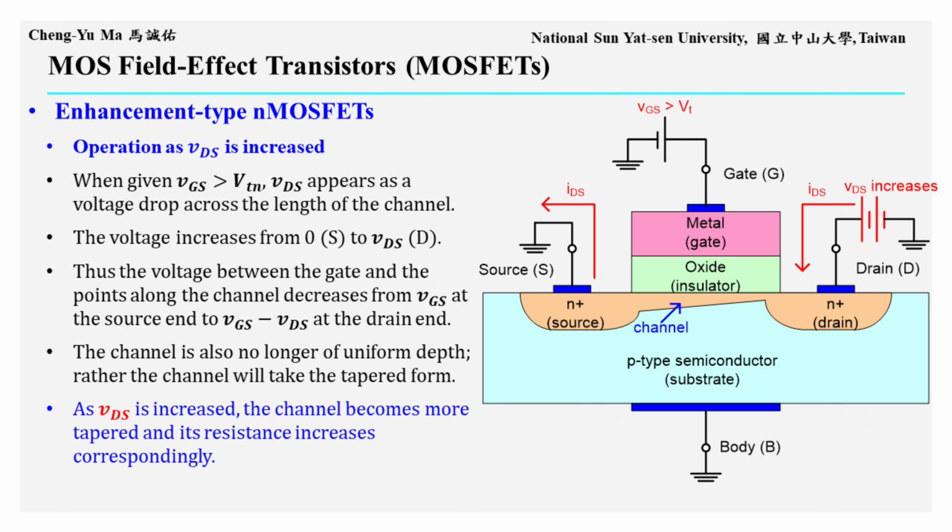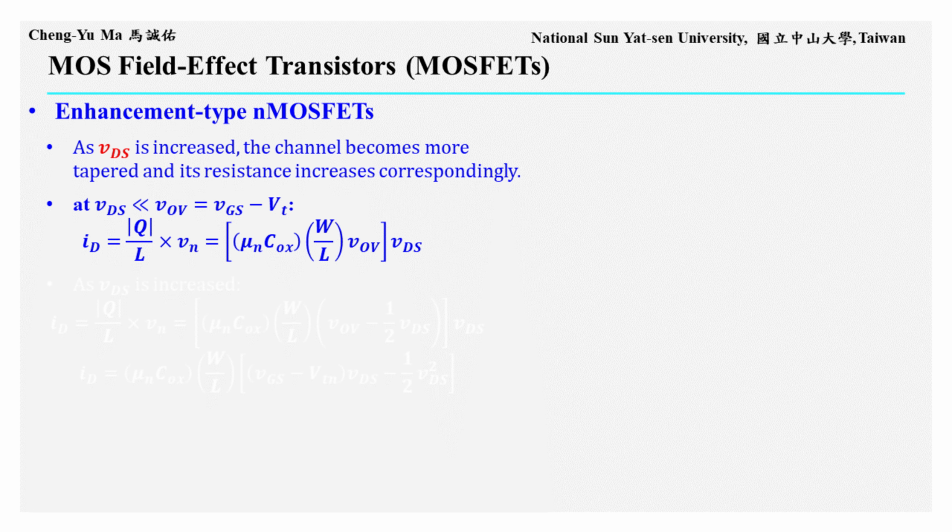As VDS increases, the oxide voltage near the drain, VGS minus VDS, becomes smaller. This reduces the inversion charge near the drain end, narrows the channel there, and increases the channel resistance. Now we examine how the drain current ID changes as VDS increases.